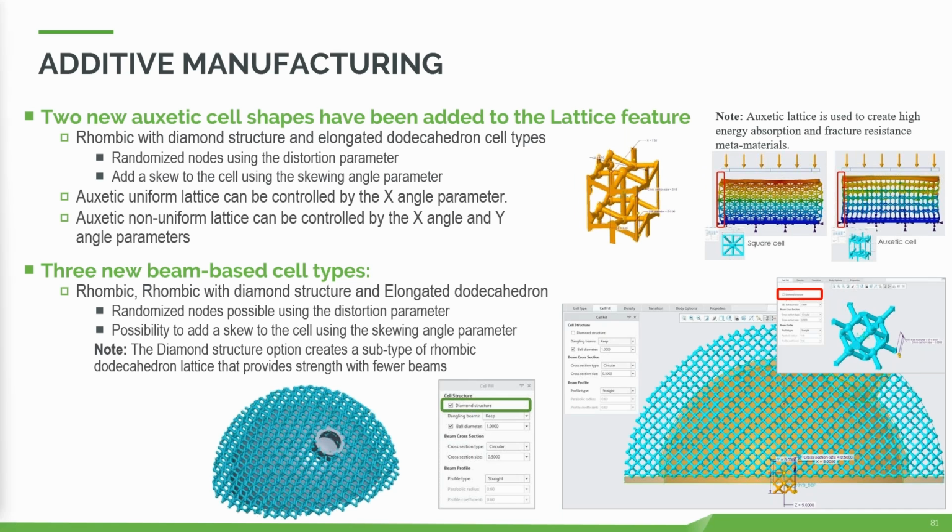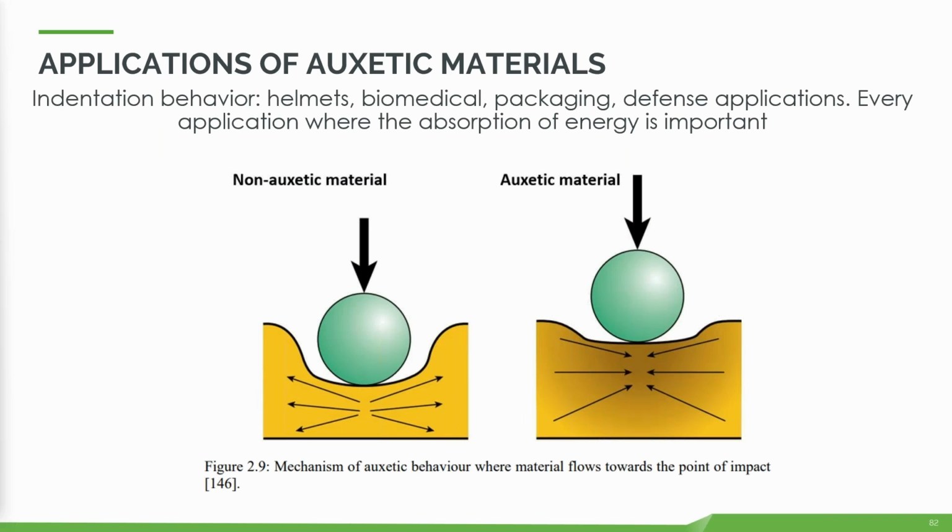So in terms of what auxetic materials are, basically auxetic materials are materials where the material flows towards the point of impact rather than away from the point of impact. So they're quite useful in terms of defense, biomedical, packaging, things like helmets and stuff, where when there's impact, you want more material to go in there to help stop the impact, absorption of energy. So plenty of studies into this. So there are some new auxetic lattice types inside Creo 10 now, if you have that requirement for your materials.